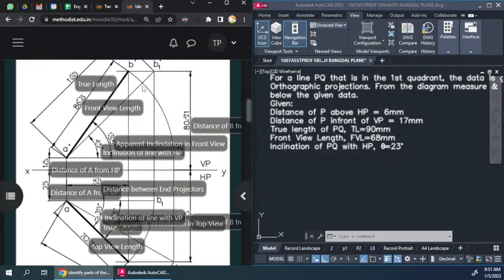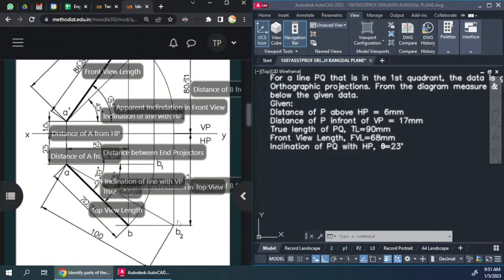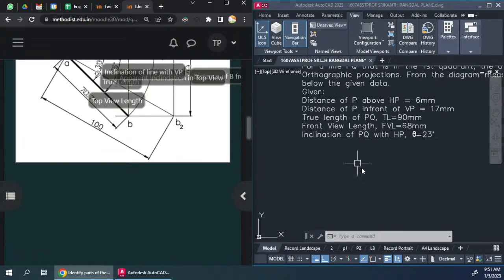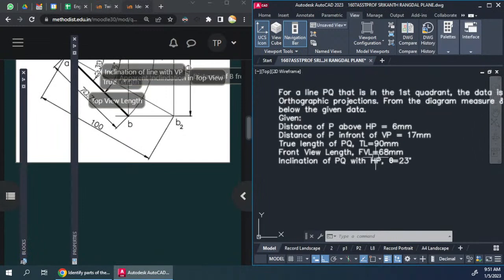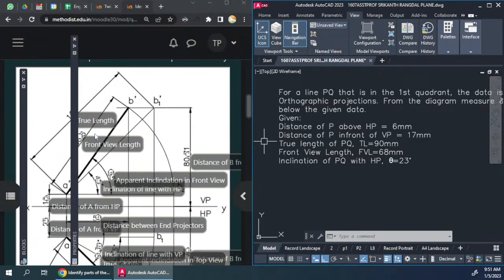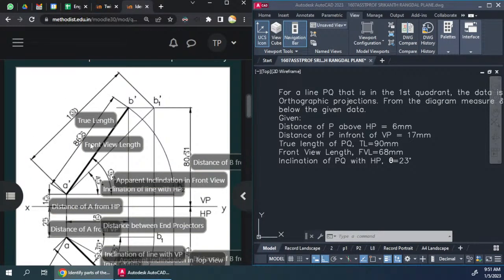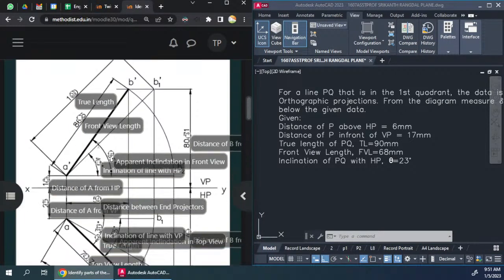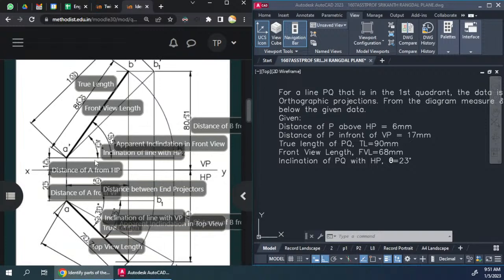That means this line A dash B1 dash, and this line over here A B2, those are the two places where true length actually occurs. And then we know the front view length. The front view length occurs over here. This dark line that we see here is the front view length. And the same length also occurs here when it is horizontal, A dash B2 dash, and A dash B dash both are of the same length.